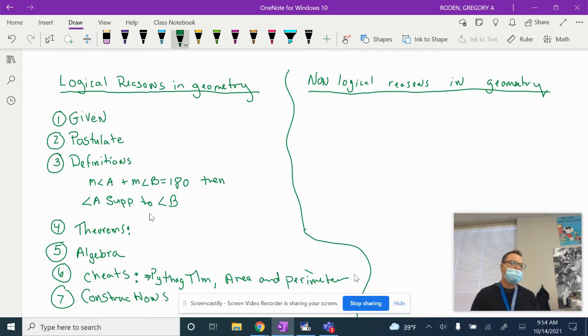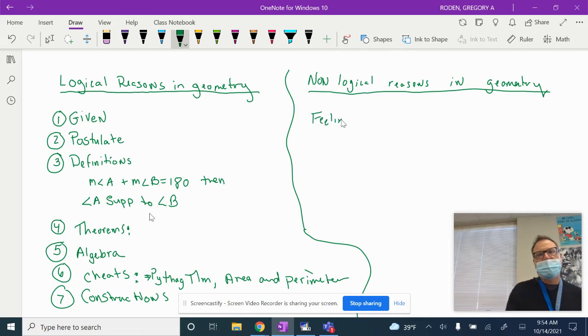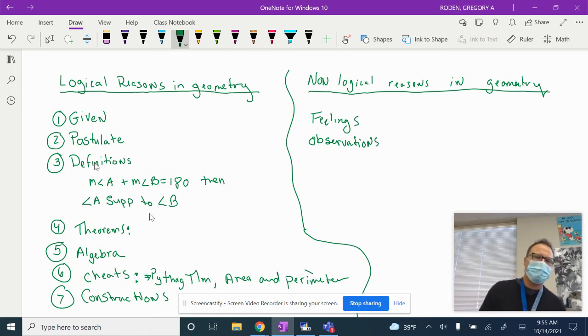Let's start with some obvious things. Your feelings. If you feel good or bad about it, it doesn't matter. It doesn't matter how you feel about it. Feelings, observations are not logical. Now I know in science, observations are big, right? In geometry, we don't really care about observations, how it looks. We only really care about given information and logical reasons here. This is a completely different way of thinking.